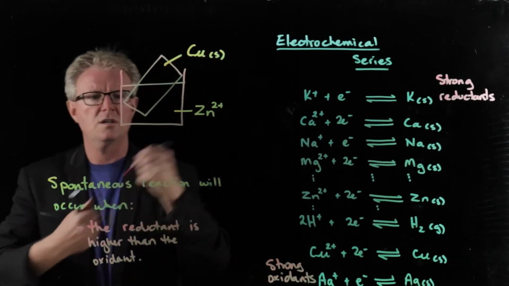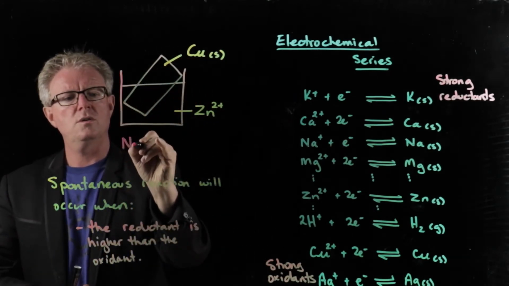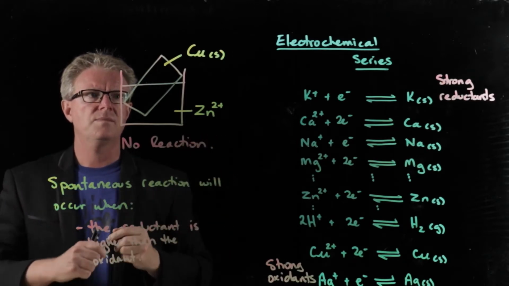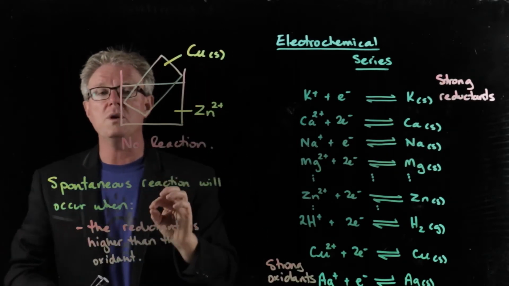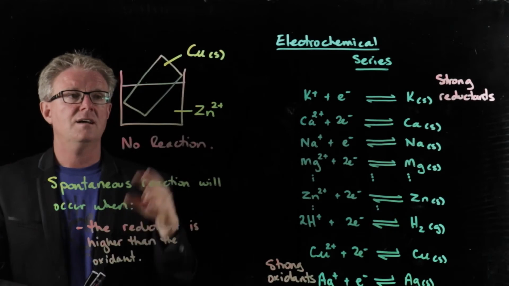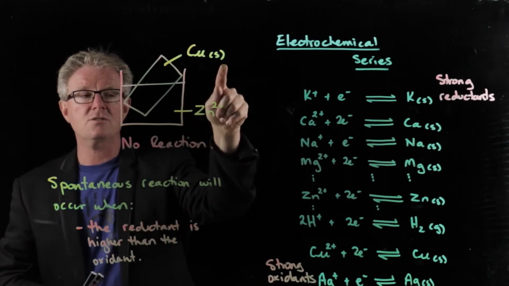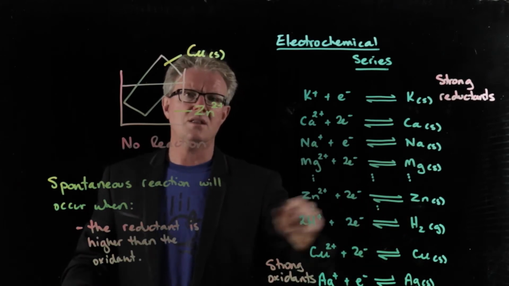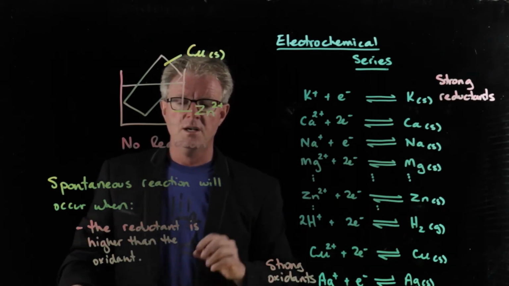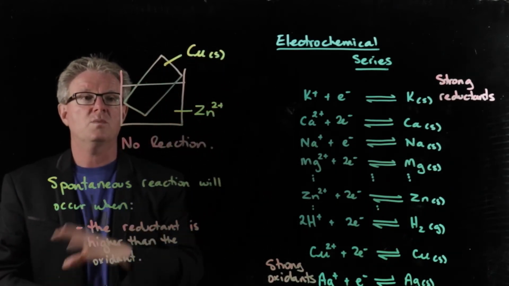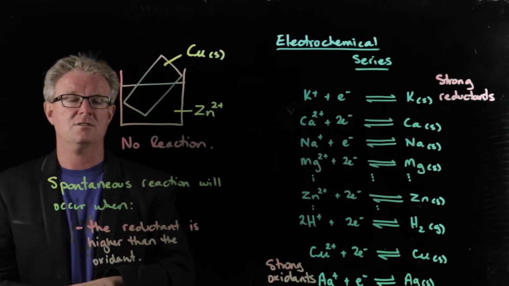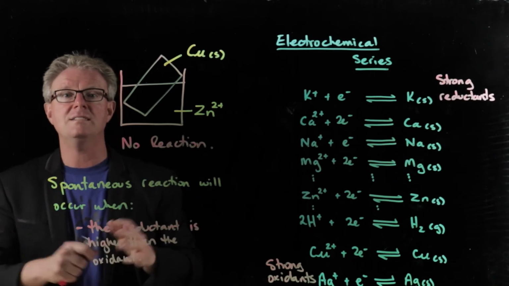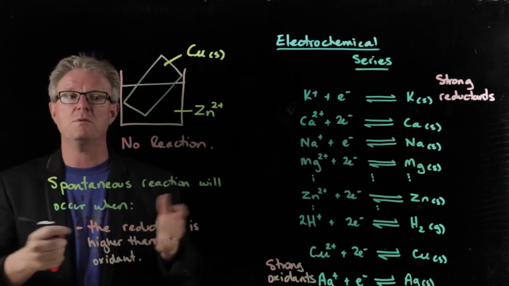So we're going to get no reaction. Okay? Copper is not more reactive than zinc, and therefore, even though it can lose electrons, it's not going to because it's lower in the series than zinc. Okay? So that's an example of a reaction which is non-spontaneous. Hope that makes sense on how to work out the spontaneity of a chemical reaction, a displacement reaction.